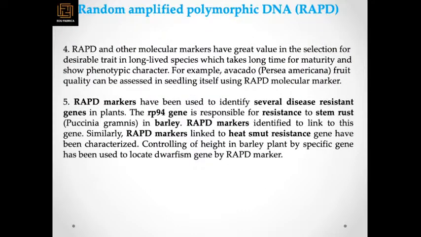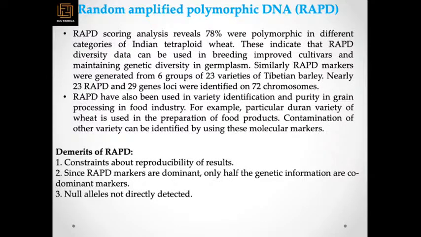Further, RAPD markers have been used to identify several disease resistance genes like the Rpg4 gene, which is responsible for resistance to stem rust in barley, and they were identified as linked to this gene. Further, some of the demerits are constraints about reproducibility of the results, and null alleles are not directly detected in them.